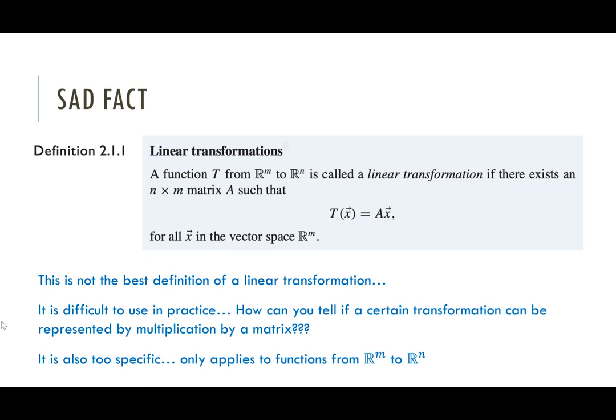It's also pretty specific. This definition only applies to functions from Rm to Rn. So it leaves out lots of other scenarios where we might want to consider a transformation to be linear. And in fact, I'll discuss one a little bit later. Linear transformations are a big idea in math that happen outside of this class in so many areas of pure and applied math that having it simply be defined as something that's representable by a matrix is too limiting.